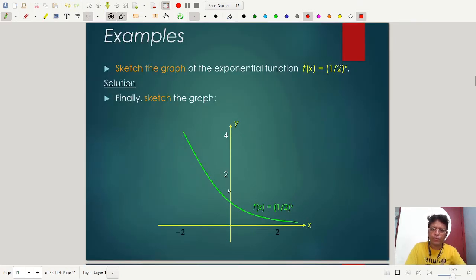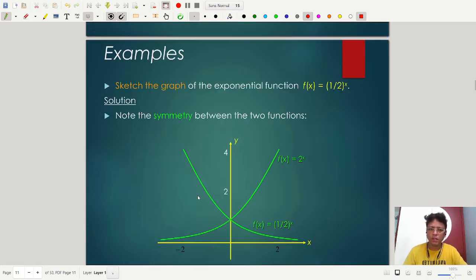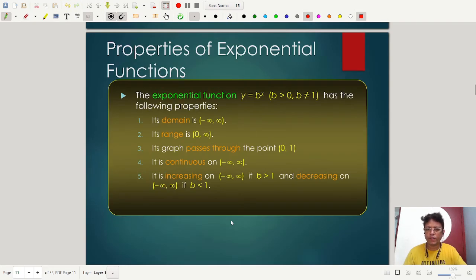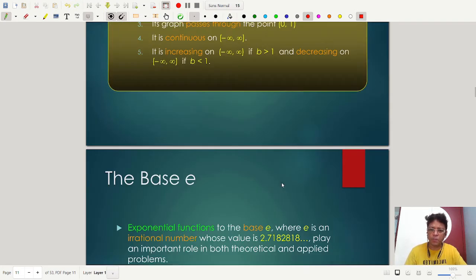You look at that. It's symmetric. If you plot together 2 to the power x and 2 to the power minus x, that will be a beautiful symmetric graph. Okay, one is increasing, one is decreasing. So look at that symmetry between the two functions. Now these are all properties of exponential function, already explained.